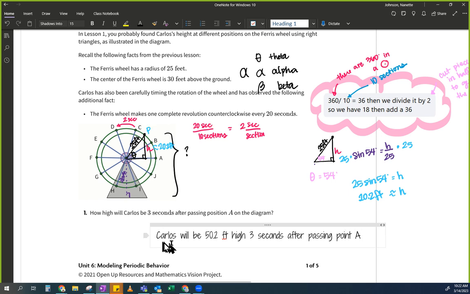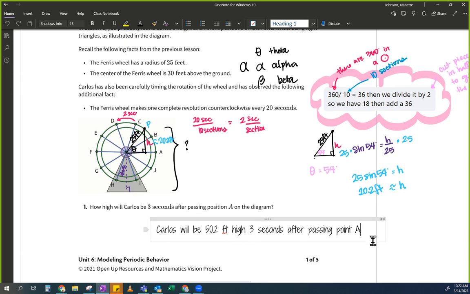Ms. Johnson, do you want us to write our answers in full sentences? I've noticed that my students who do this practice tend not to stop here, right? Because a lot of you will get here, and this is like a celebration moment: yes, I figured it out. And then when you put it in here, Carlos will be 20.2 feet high 3 seconds after passing point A. That doesn't make sense because point A is 30 feet high. Oh, I forgot to add, right? So it is a good practice to write your answer in complete sentences.